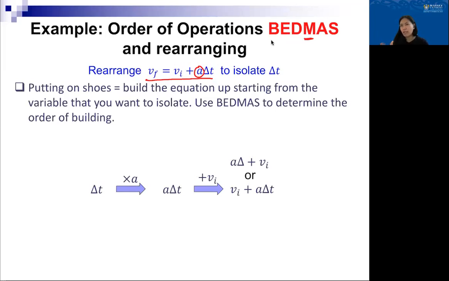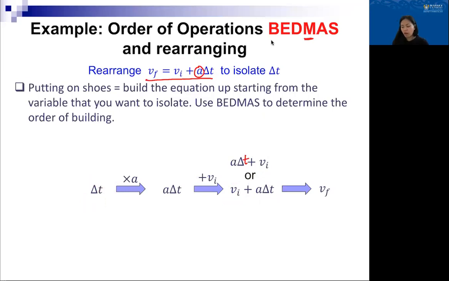But if you're adding two things, the order of addition is not important. So A delta t plus VI is the same as VI plus A delta t. So essentially, we've already built up our equation, and that's equal to VF. So that's the putting on process. We've built our equation starting from the variable that we want to isolate.